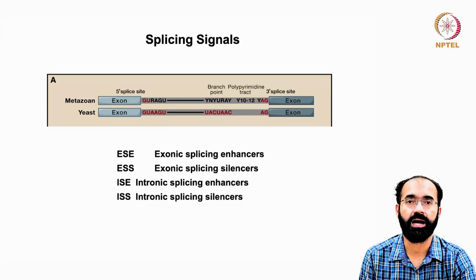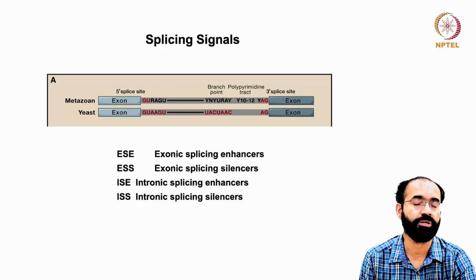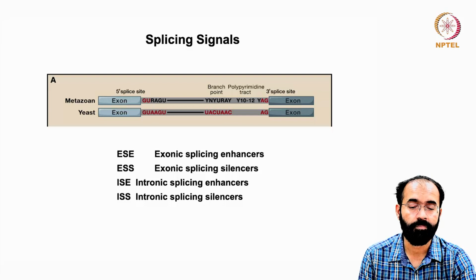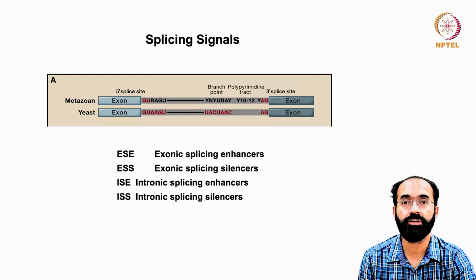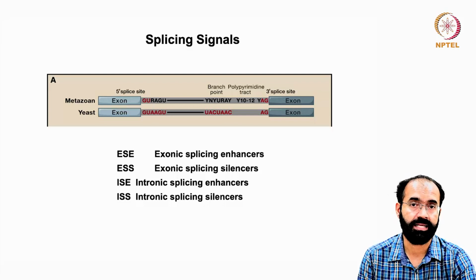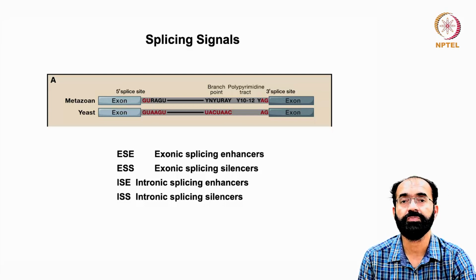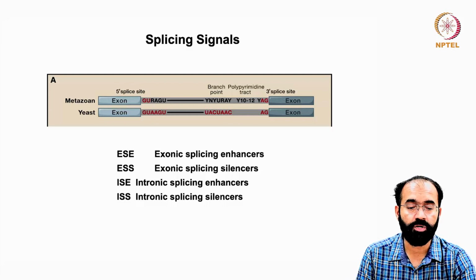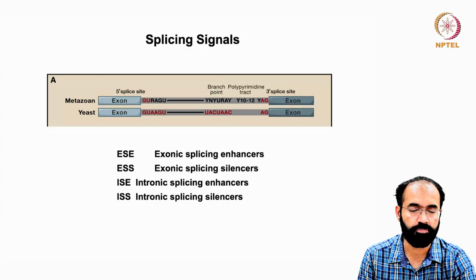Just like in a car you have got an accelerator as well as a brake. You cannot imagine a car that has only an accelerator or only a brake. So these enhancers and silencers act antagonistically: they will enhance and they also reduce the rate of production of spliced product. And in the same way, intron specific. So one set can be exon specific, another can be intron specific.